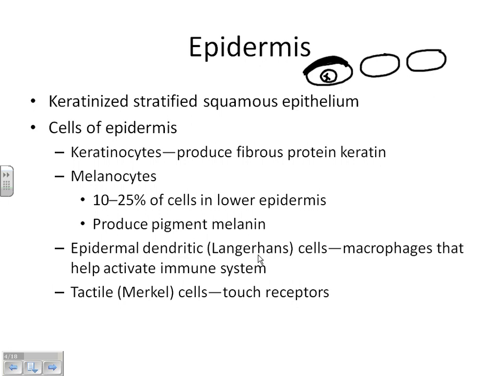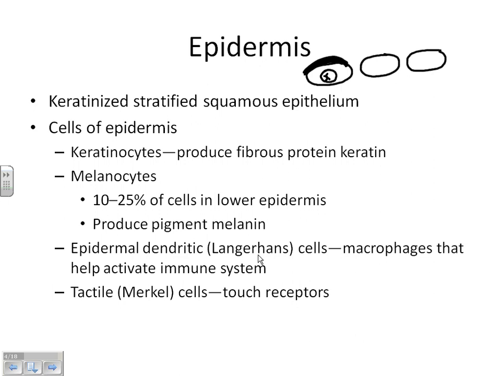Okay? The Merkel cells are a special type of what we call tactile cells, a touch receptor. If you push on them, they lean and activate a nerve that's next to them, sending an impulse to the brain, telling your brain that something's touching your arm right there.